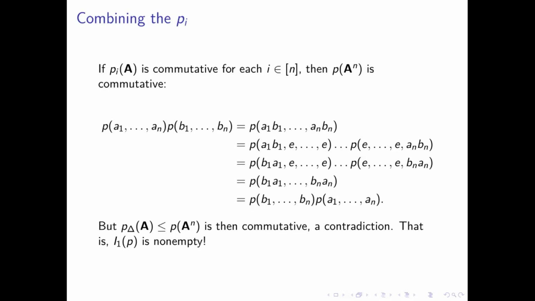Some pi of a is non-commutative, and remember that I1 is selecting the coordinates in which pi of a is non-commutative, which is to say that I1 of p is non-empty. So this is getting closer to the non-emptiness condition involving I playing nice with minors.